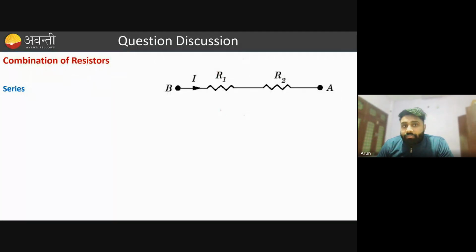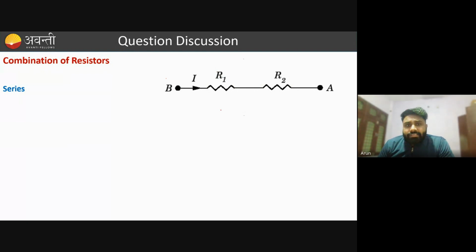So firstly, the combination of resistor, there are only two combinations possible, which is the combination in series and combination in parallel. In series, if this is end number 1, this is end number 2, this is end number 1 again, this is end number 2. So the end 2 is connected to the end 1 of the next resistor. This combination is called the series combination.